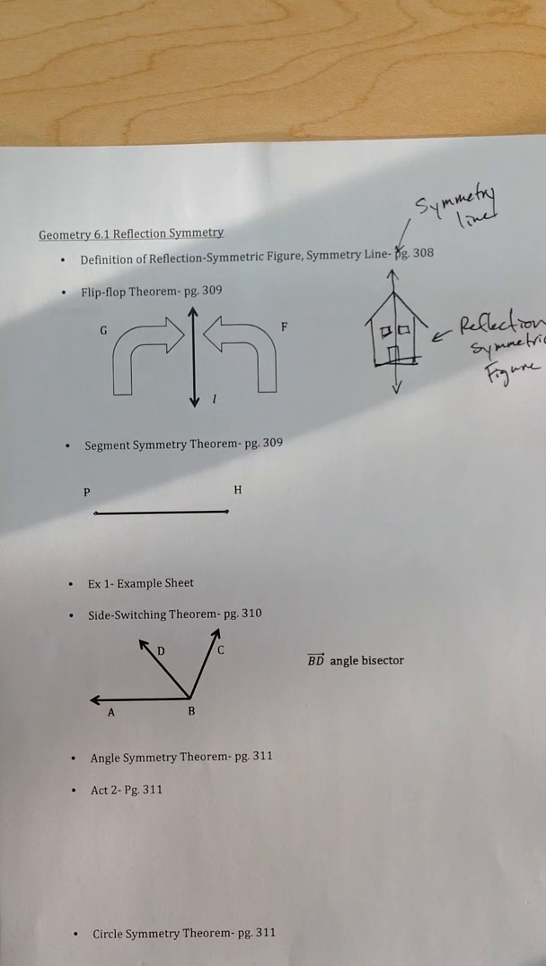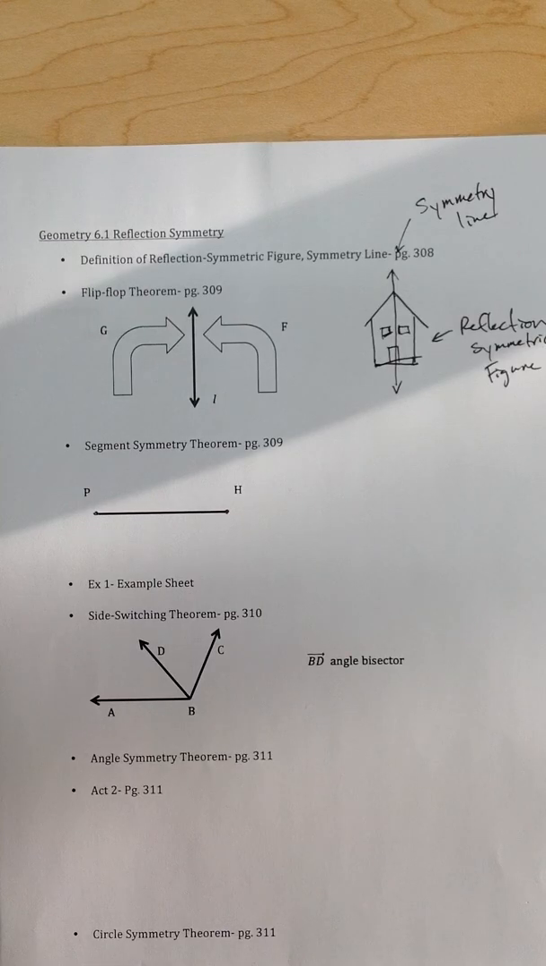Next thing we've got here is the flip-flop theorem on page 309. You can either use that picture there, or there's another picture in the book of a couple flags you could use. The flip-flop theorem says if F and G are points, and we do a reflection over some line L of F, we get G, then if we flip G over that same line L, we get F. The other version just references figures instead of points. So if you flip one figure over the line and get another one, you could also flip the other way and get the same picture.